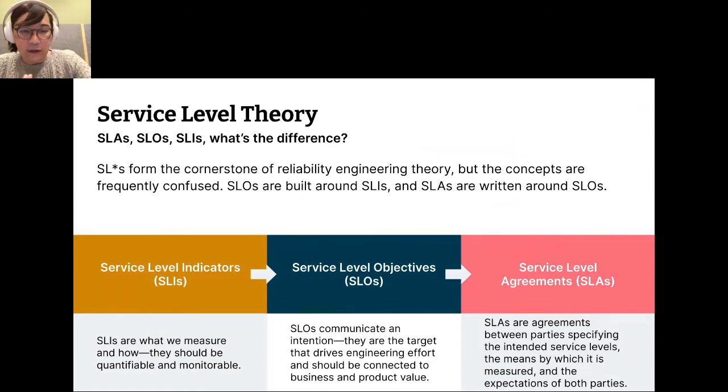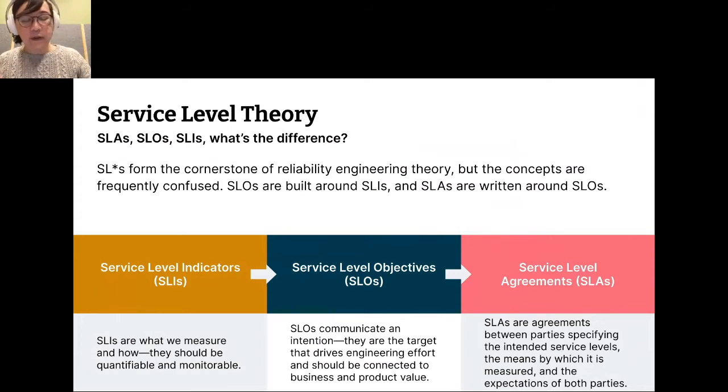Service level indicators are measurements. They're metrics that are what we are measuring. So this could be our uptime, it could be our latency, it could be our freshness, right? These are things that should be quantifiable and monitorable. And SLIs are the smallest unit. SLIs inform our SLOs. SLOs are service level objectives.